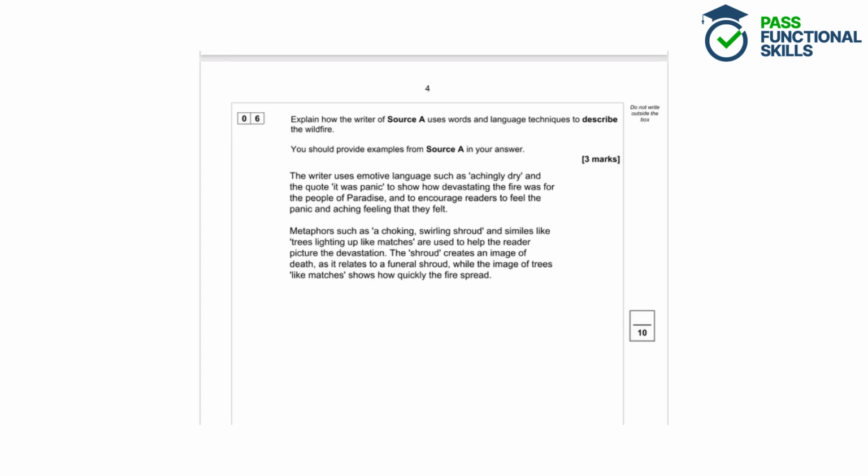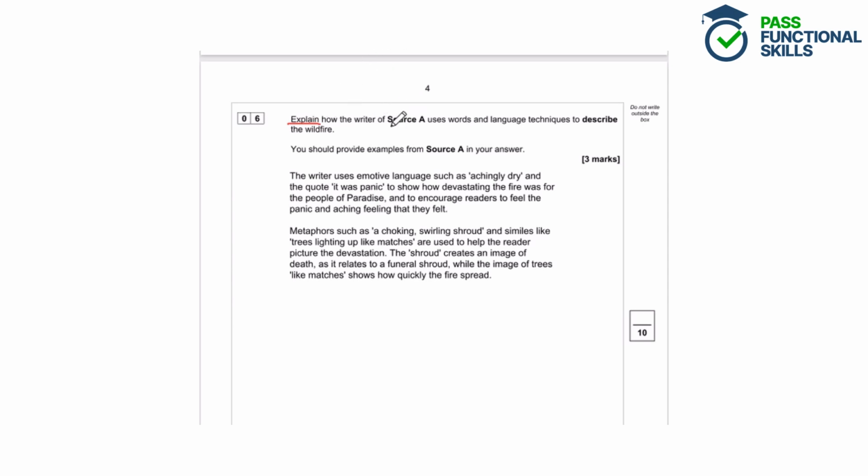Question 6. Explain how the writer of source A uses words and language techniques to describe the wildfire. You should provide examples from source A in your answer. So what does this question mean? Well, to start with, we've got that key word, explain. Now, explain means that you have to provide reasons for your answer.